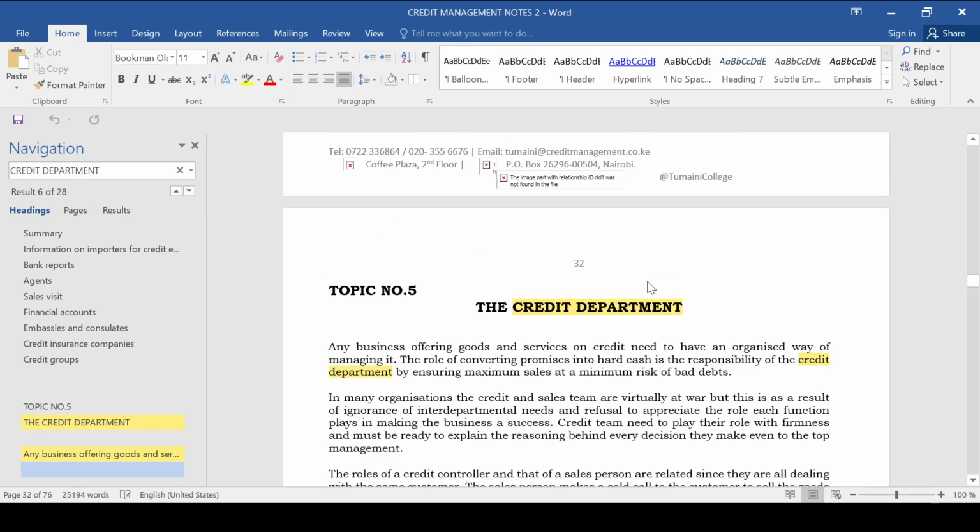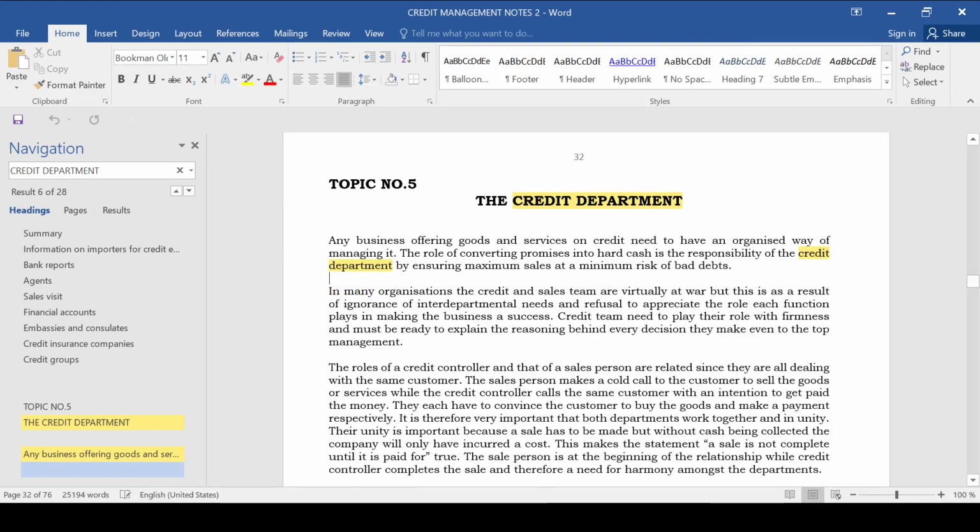Good. So we are talking about the credit department, and even as I'm talking about it, I also like looking at the syllabus, so that you can have a good intro, so that you can also prepare yourself as far as that particular topic is concerned.